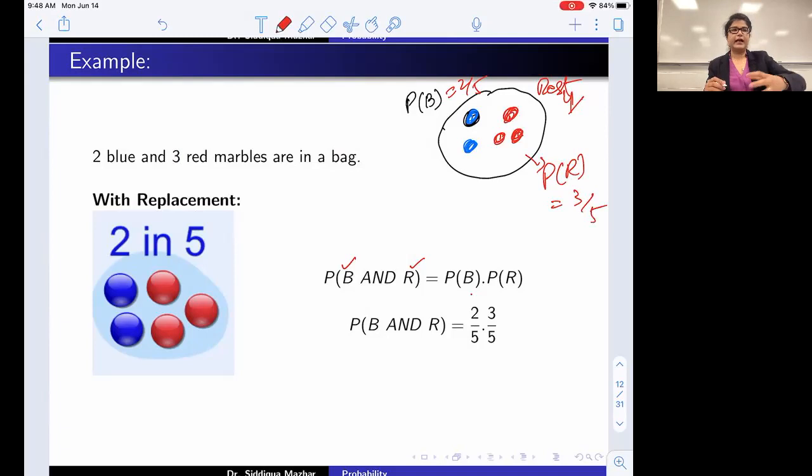So in the first experiment, I am finding the blue marble, which is 2 out of a total of 5. So this will be 2/5. After the first experiment, I'm putting that ball back into my bag, so the total number of balls remains the same, which is 5. And in this bag, I'm again looking for the probability of finding a red marble, which is 3 overall, divided by the total number of choices, which is 5. So this is what is written here, 3/5.